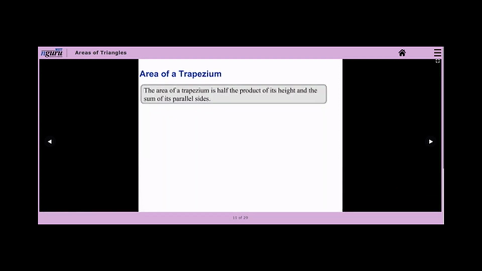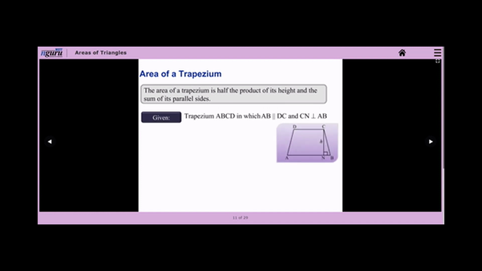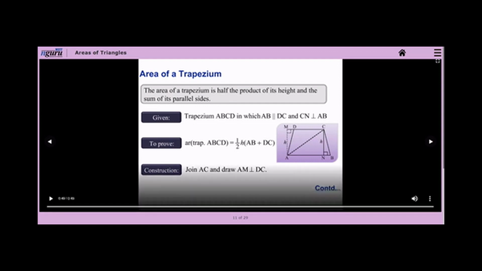Now, using the formula for the area of a triangle, we will prove that the area of a trapezium is half the product of its height and the sum of its parallel sides. The trapezium ABCD is given, in which AB is parallel to DC and CN is perpendicular to AB. We need to prove that the area of the trapezium ABCD is equal to half the product of its height h and the sum of its parallel sides AB and DC. Join AC and draw AM perpendicular to DC. So how can you prove?